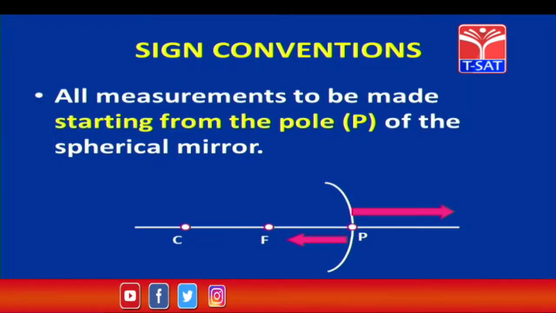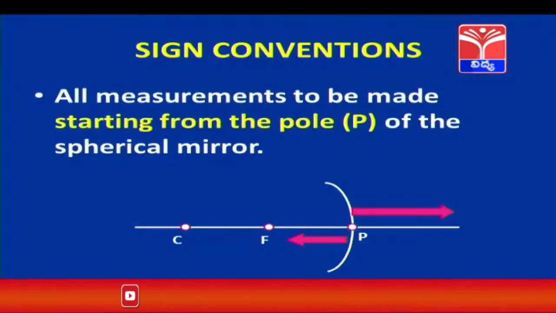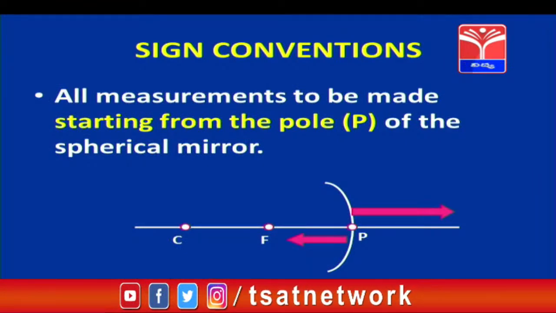The first rule of the sign convention: all measurements are to be made starting from the pole of the spherical mirror. Okay, children, that is, whether you are measuring the distance towards the right of the mirror or towards the left of the mirror, you have to take the pole of the mirror as the origin.